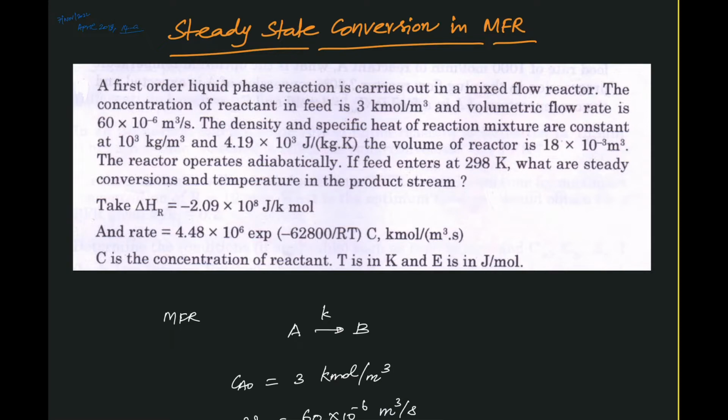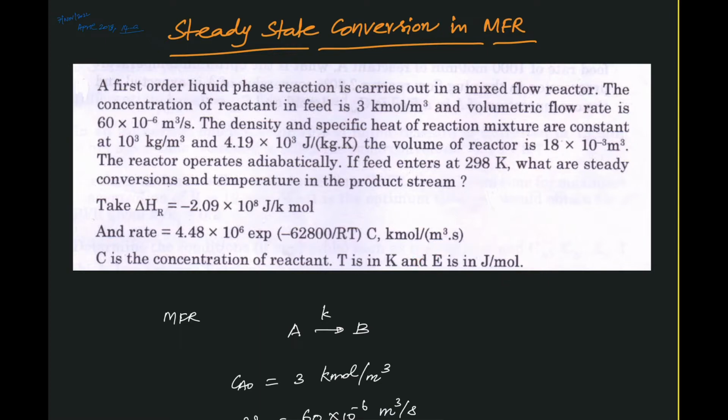Heat of reaction, no information about the temperature dependence. We can take this to remain constant, and rate is given as k into C, of course C of the key component A. That way we will take it as it is. Units are given: the concentration of the reactant, T is in Kelvin and E is in joule per mole. Where is E? Actually E is this quantity. So what they are asking, you should also use R in joule per mole Kelvin unit. That's the reason for giving this data.